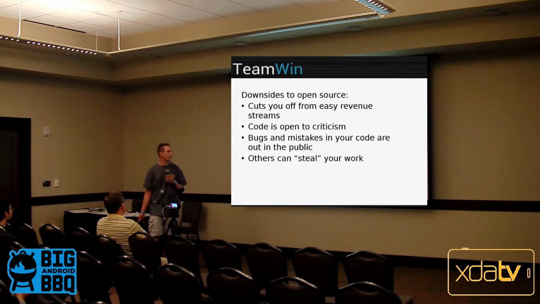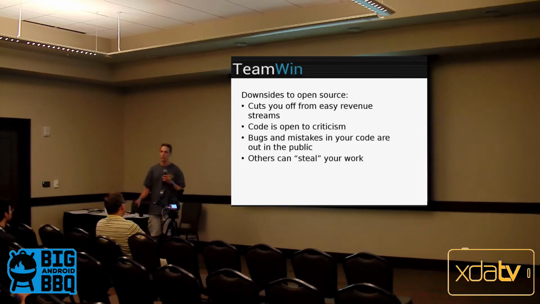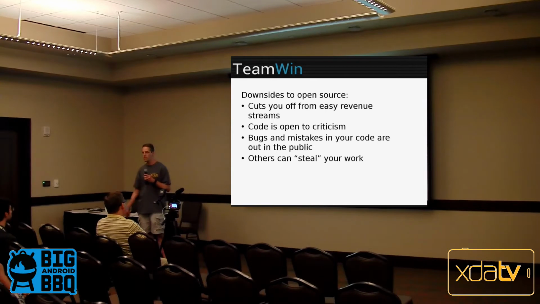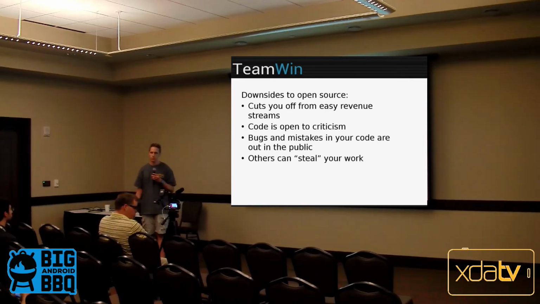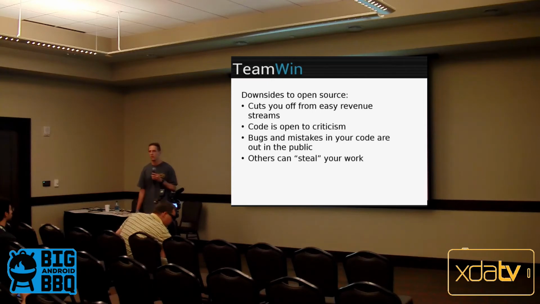That doesn't mean that there aren't ways to make money off of open source, and we'll talk about that a little bit more later. Another thing, of course, is that since your code is out there for anybody to view, your code is open to criticisms, and any mistakes that you make in that code are going to be fairly visible. Another thing that's worth pointing out is that others can steal your work. I like to put that in quotes because honestly the point of open source is that your work is out there for anybody to grab if they want to, assuming that they stay within your license requirements.